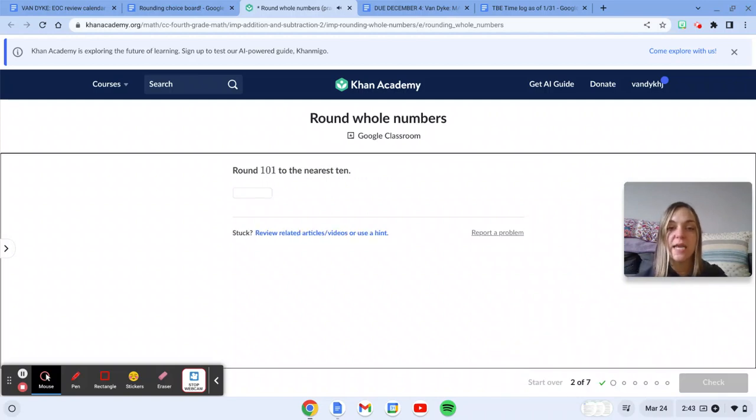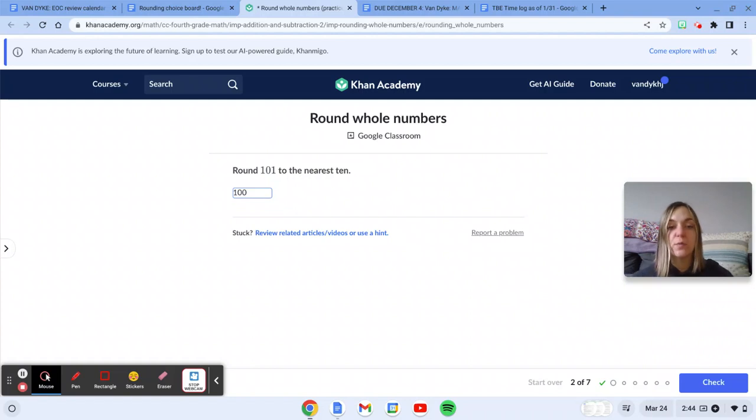All right, next we've got round 100 to the nearest 10. So this 1 is in the ones place. This 0 is in the tens place. So I'm going to be looking to the right to see if this 0 is going to stay a 0 or if this 0 is going to bump up to a 1. This 1 is 4 or below, so that 0 just don't go, which means it stays a 0 and does not change to a 1. So this is just going to be 100.